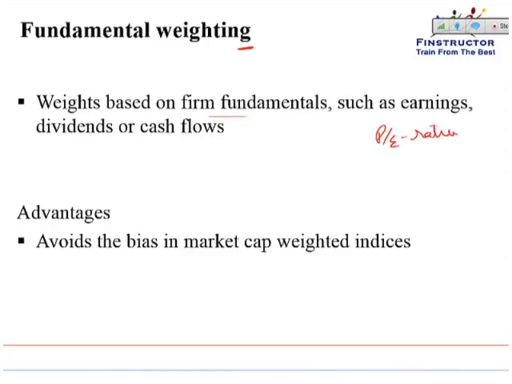are the weighting factors. The firms with low P by E, for instance, will have a high weight in the index. The firms with high P by E will have a low weight in the index. So a method like this would avoid the bias in market cap weighted indices. That is, the overvaluation bias that we studied would be avoided if we base the weightings on price to earnings multiple or some fundamental factor rather than the market cap or the stock price.